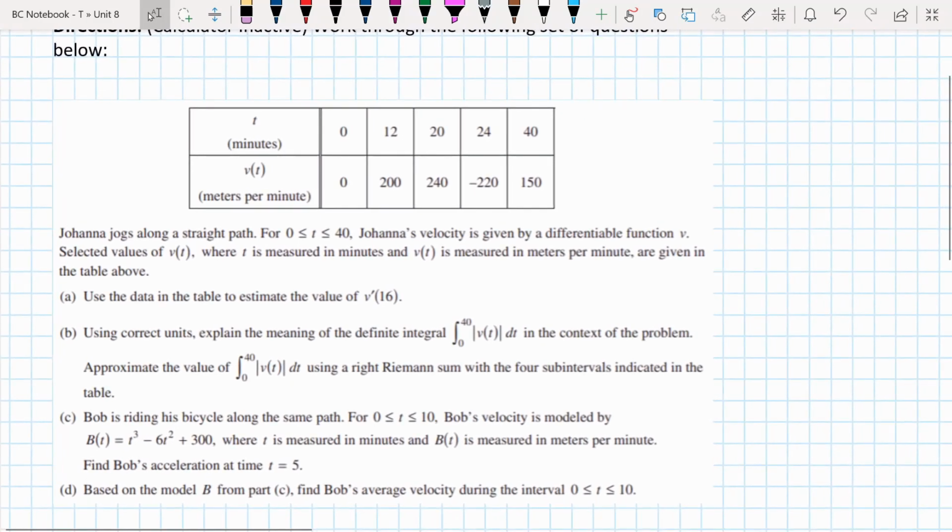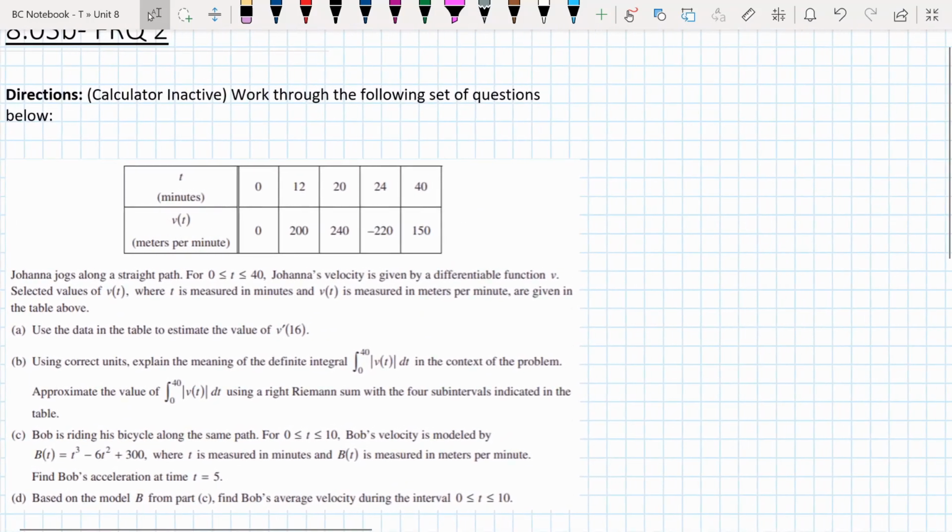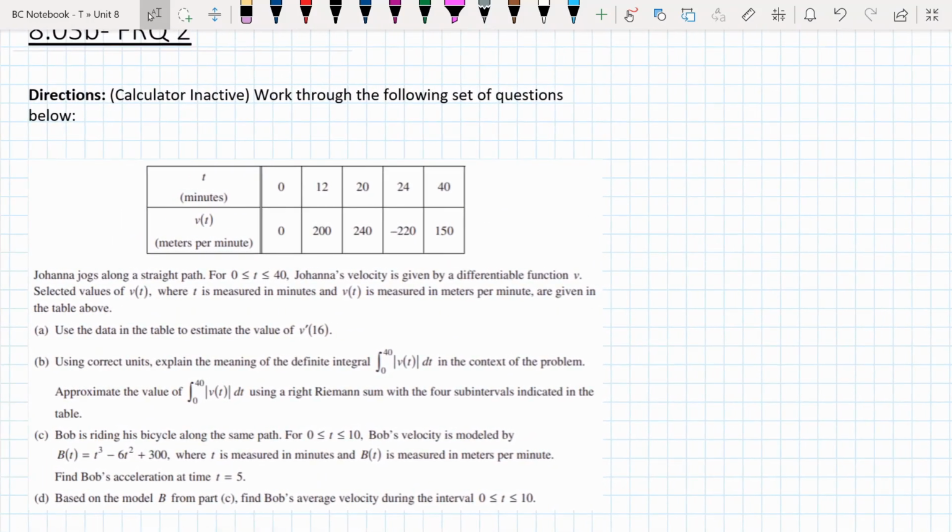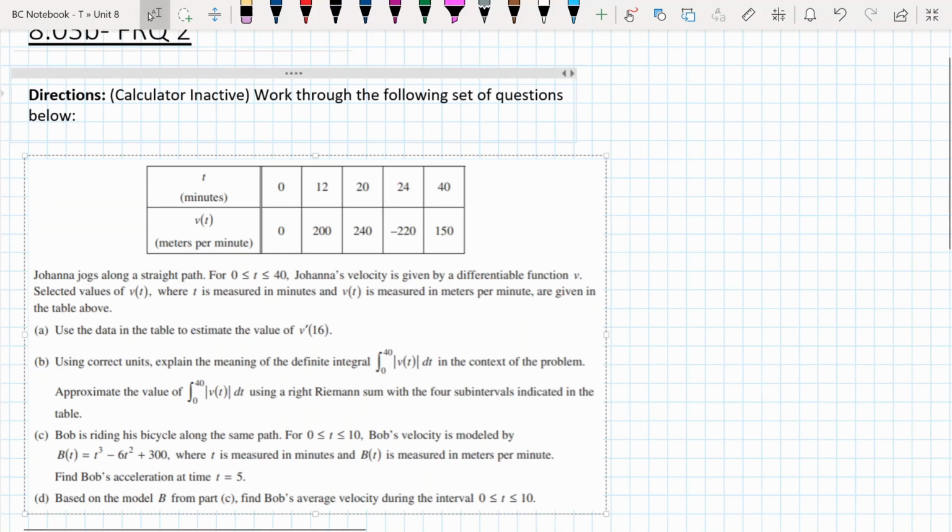So Johanna jogs along a straight path and we're given her velocity as a function of time, and it's a differentiable function. That's kind of the setup. So up here we have time, and then the velocity as a function of time is represented in the bottom row. All right, so let's estimate the value of the derivative of v at 16.